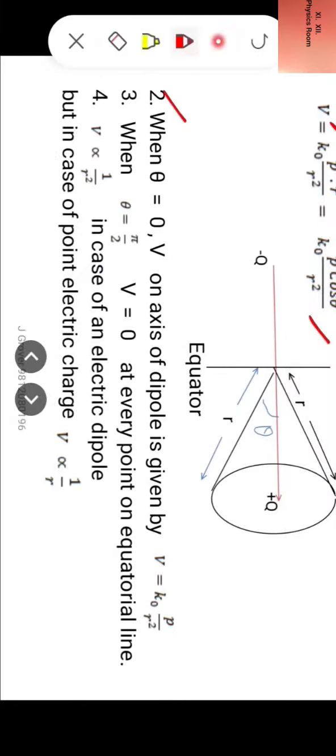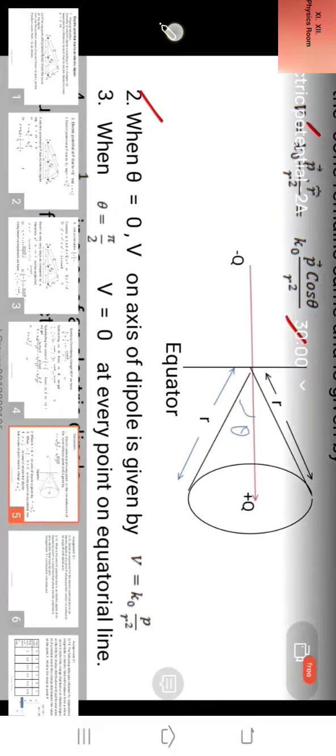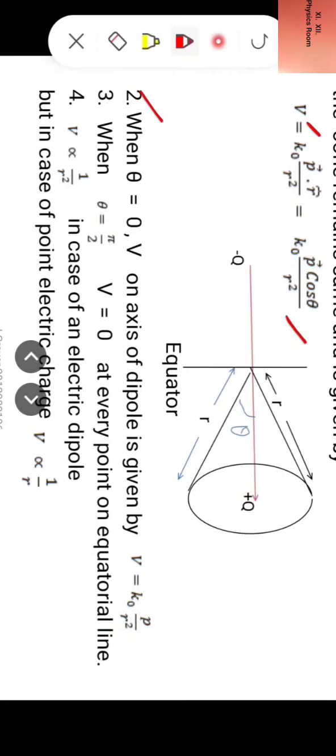Second point, when theta is 0, look at the formula and only then you will understand. When theta is 0, V on the axis of the dipole is given by V is equal to k naught p by r square. When theta becomes 0, the point P comes on the axis of the dipole, and there electric potential V will be equal to k naught p by r square.